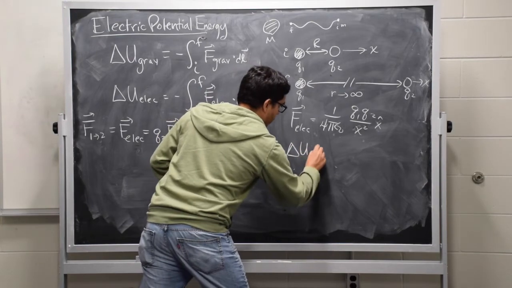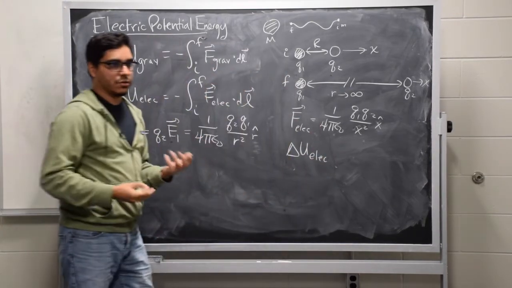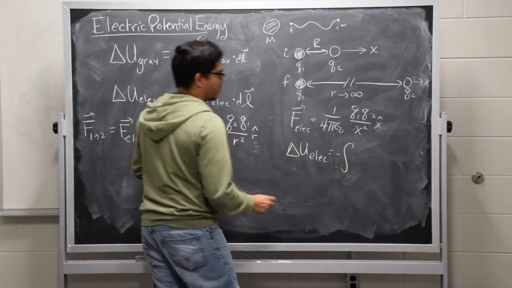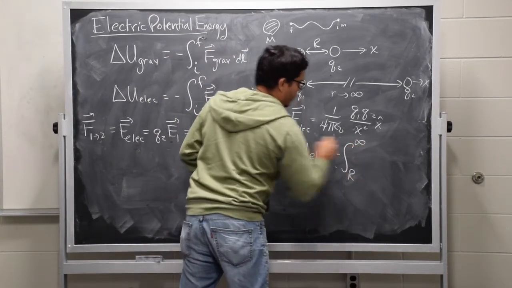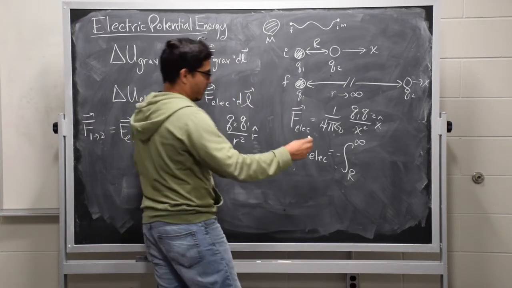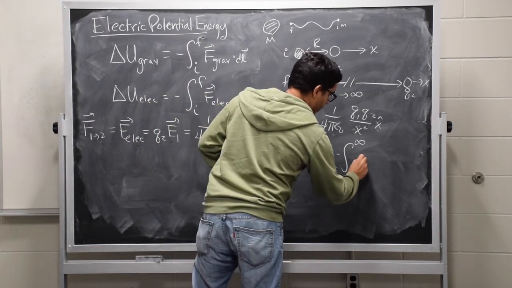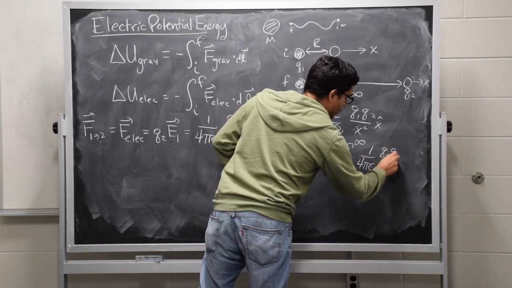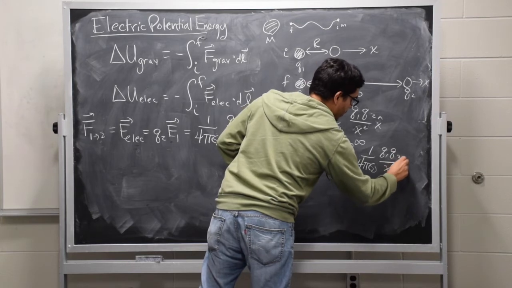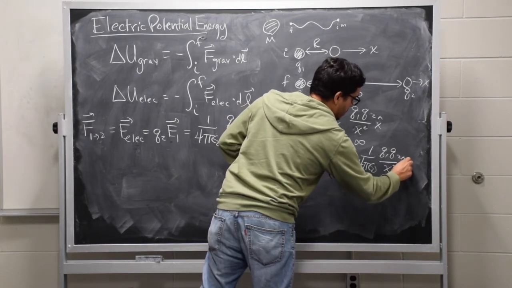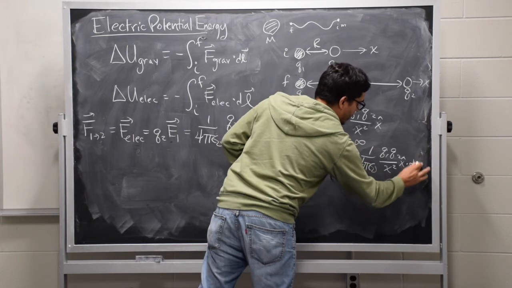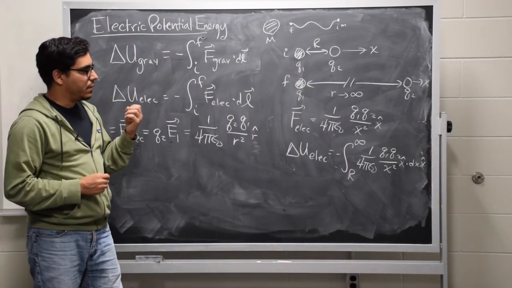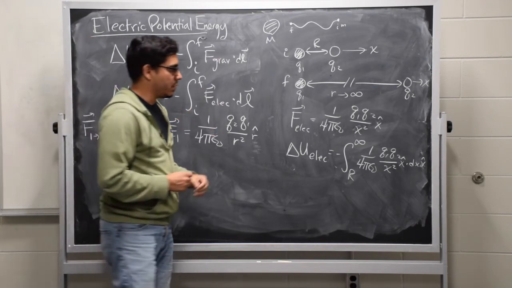So the change in this electric potential energy associated with this system is then minus the integral from the starting location, which is capital R, to the ending location, which is infinitely far away, of 1 over 4 pi epsilon 0 Q1 Q2 over x squared x hat dot dx x hat, because that describes how we're actually taking the path. That's where we're going, in a sense.